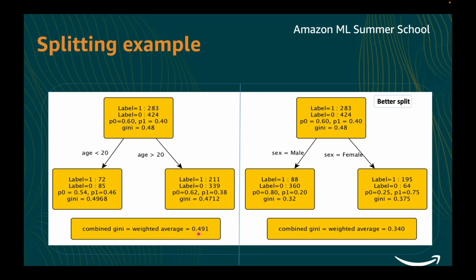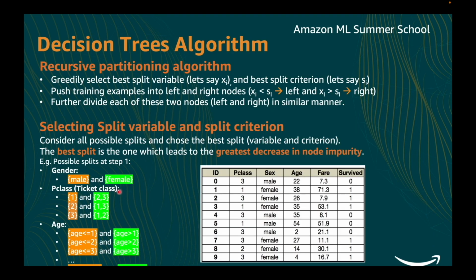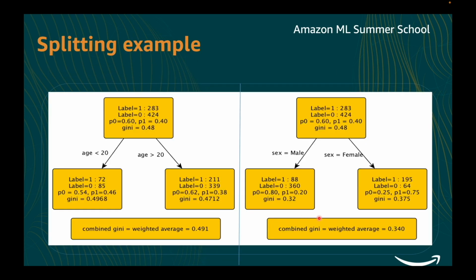A similar thing you do using sex as male or female, so sex equal to male is your splitting criteria. In a very similar process, you calculate the Gini of each node, take the weighted average, and find 0.34. As we see, 0.34 is less than 0.49, so this is actually a better split. That's how we look at all the different splitting criteria: we get the weighted Gini impurity of each of them, and we choose the one with the lowest Gini impurity value. That becomes our best split criteria.